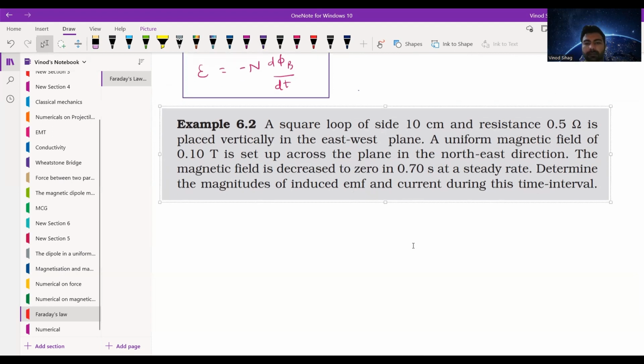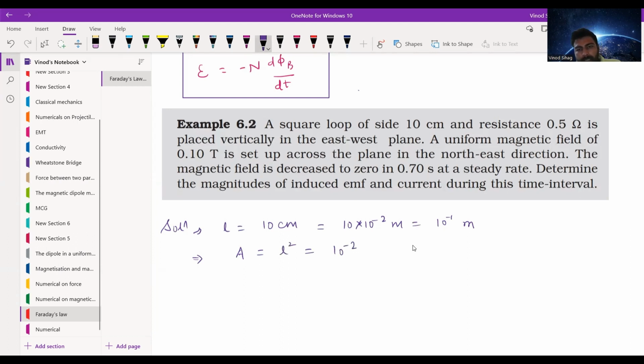So first of all, what they have given, let me write. They have given us a square loop of side 10 centimeter. If the side is given by L, it is 10 centimeter, and it will be 10 into 10 raised to the power minus 2 meter, or we can say simply 10 raised to the power minus 1 meter. And then what will be the area of the square loop? It will be L square, or we can say 10 raised to the power minus 2 meter square. So this will be the area of the square loop.